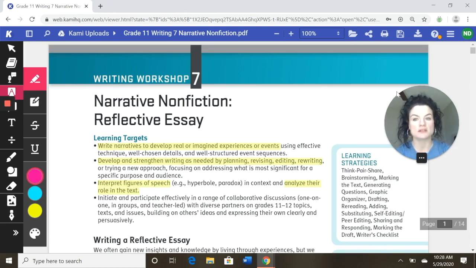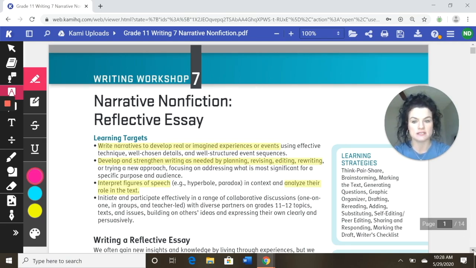So today what we're going to be working on is a narrative nonfiction reflective essay. So let's go over your learning targets, which I have highlighted here in yellow. Today you're going to write narratives to develop real or imagined experiences or events. You're going to develop and strengthen your writing as needed by planning, revising, editing, rewriting. And you're going to interpret figures of speech and analyze their role in the text.